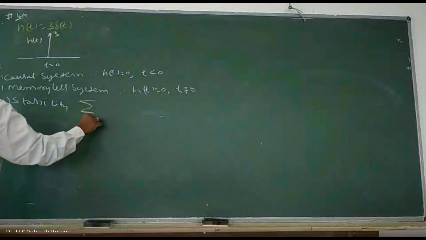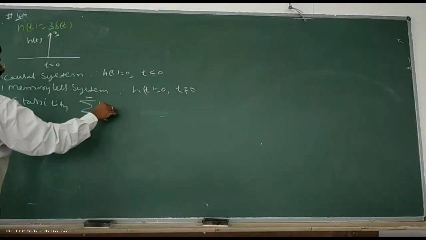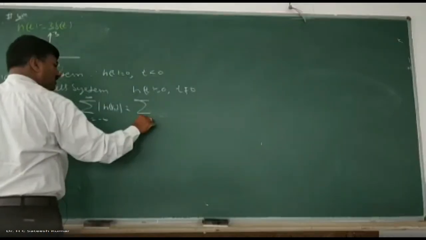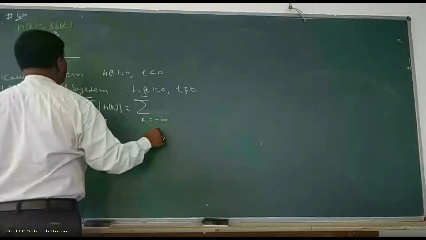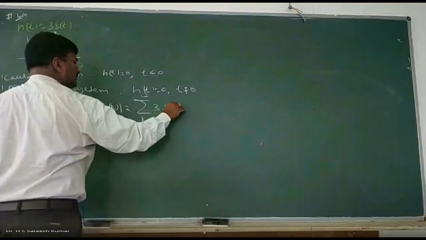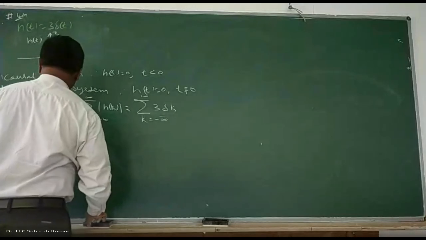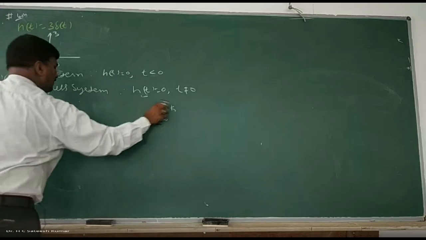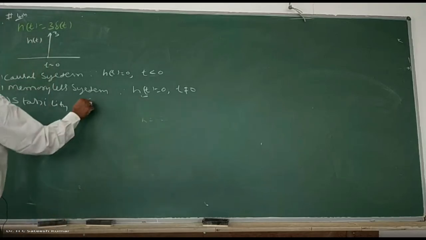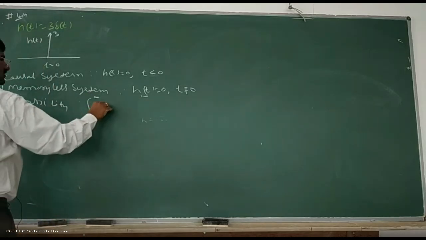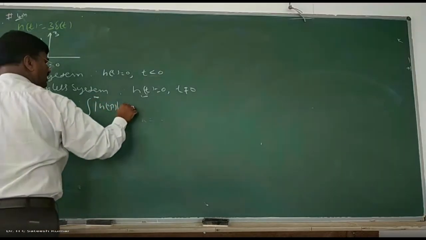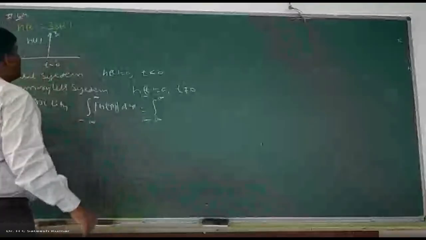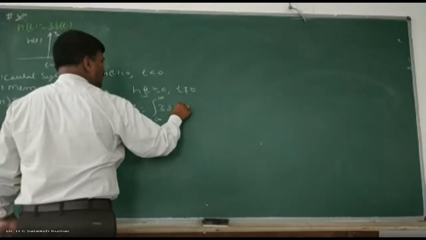Summation k ranges from minus infinity to plus infinity, magnitude of h of k, is equal to summation k ranges from minus infinity to plus infinity, h of k means 3 delta k. Sorry, I am writing summation. What is that? Integration because continuous. Integration from minus infinity to plus infinity, magnitude of h of tau d tau. It is equal to integration from minus infinity to plus infinity. h of tau is what? 3 delta tau d tau.